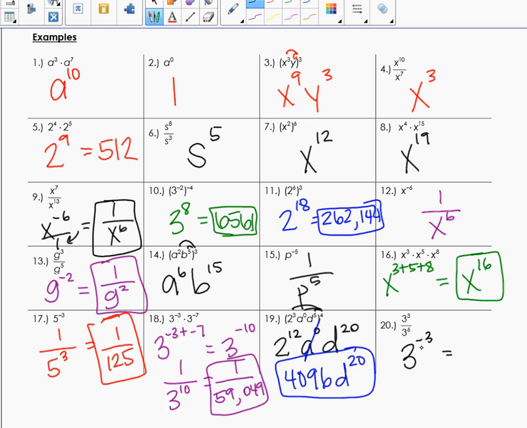So now you need to apply your negative exponent property. So 1 over 3 to the third. And then once you're done applying your properties, just clean it up, and that ends up being 1 over 27. Okay.